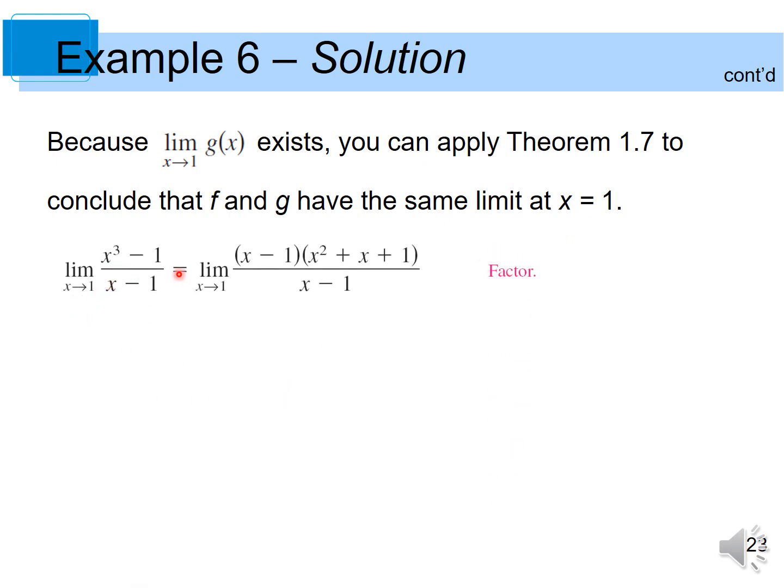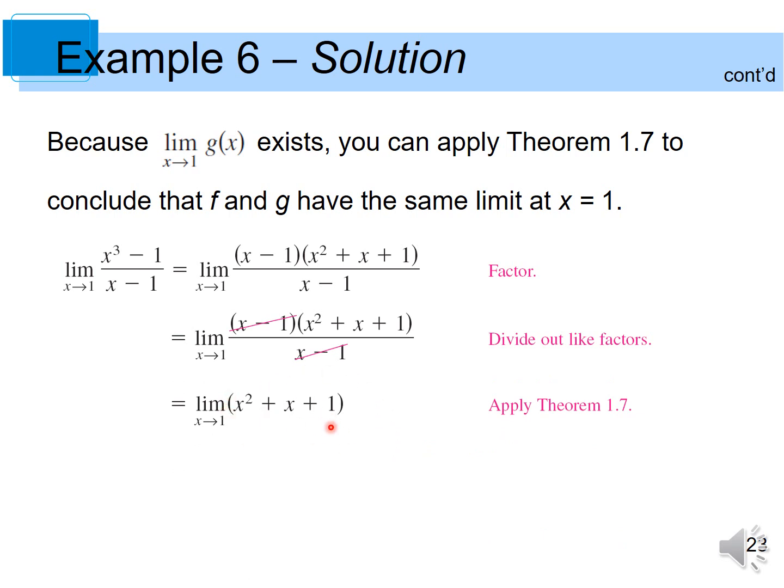Limit x cubed minus 1 over x minus 1 when x tends to 1. So we factorize the cubic function and we simplify. After we simplify, we have a quadratic function. It's a polynomial function, so we can apply theorem 1.7. It's a direct substitution. So we directly substitute x equal to 1 into this polynomial. So we have the answer is 3.